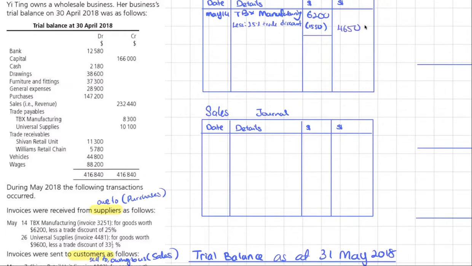Next one will be 26, Universal Supplies, for goods worth 9,600 less. You do notice that this discount always happens, so you need to know how to calculate it. Next, you basically divide everything by 3. 9,600 divided by 3 is 3,200, so 6,400. We just add them together and get 11,050. These are our total credit purchases for the month.